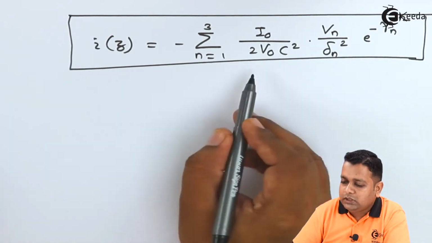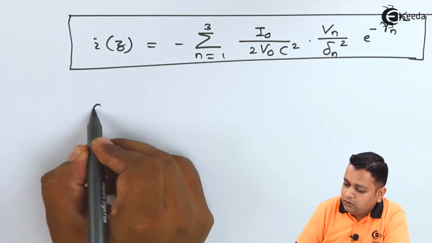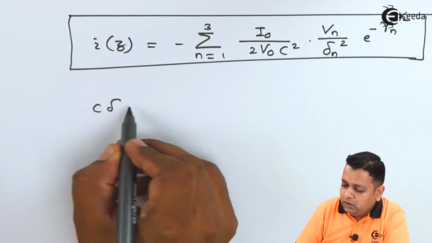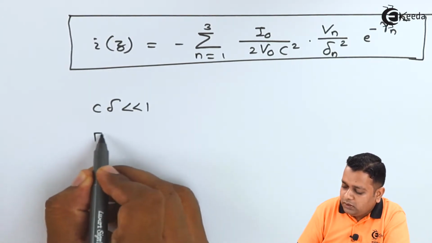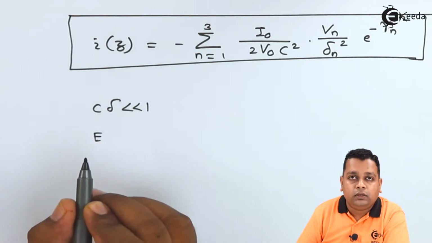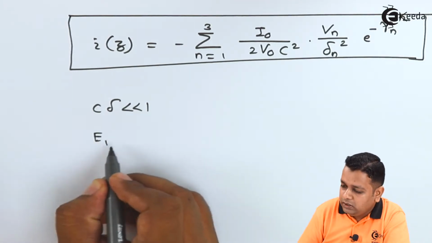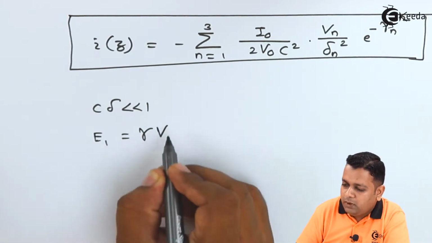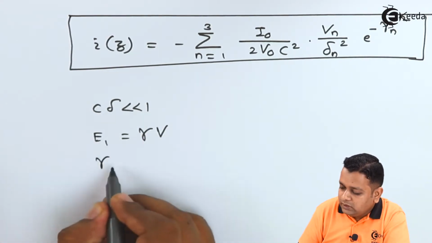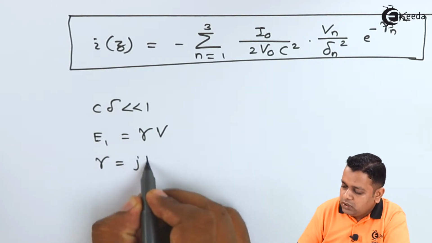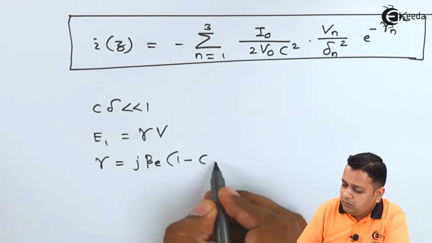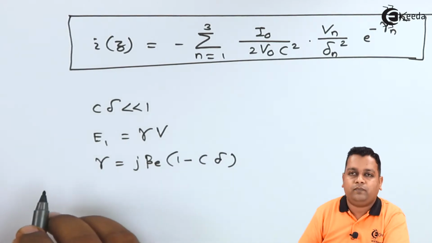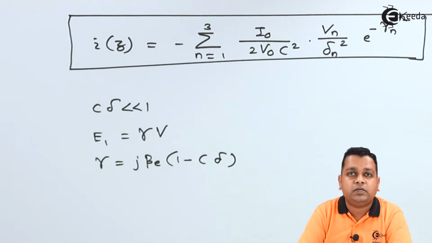Now in this particular equation we have the condition C into del is very much less than 1, along with the maximum magnitude of the axial electric field E1 equal to gamma into V, whereas gamma is put equal to j into beta suffix e in the bracket, 1 minus C into del here. So we have the representation with respect to the voltage and with respect to the current.